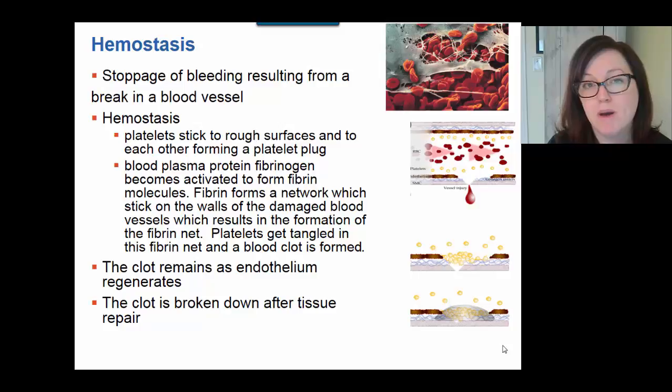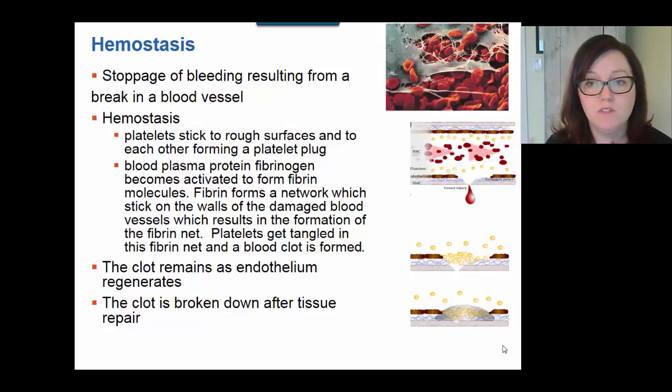The next thing I want to talk about is hemostasis, or what you commonly refer to as blood clotting. Basically, this is the stopping of bleeding resulting from a break in a blood vessel. When you break a blood vessel wall, bleeding occurs, and it takes a really long time for the blood vessel wall to repair. So we need to put a plug in that leak until we can get the blood vessel wall repaired. And this plug is the blood clot.